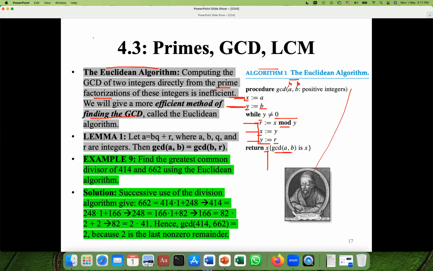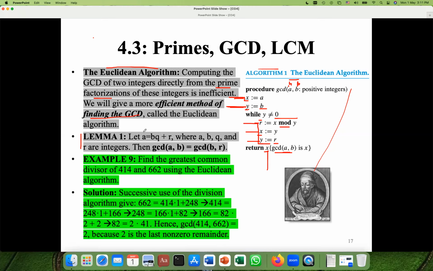Okay, we have another lemma. What is the meaning of lemma? Like a corollary, a lemma is also some kind of result which is bigger than a corollary, but less than a theorem. A small proof, you can say.